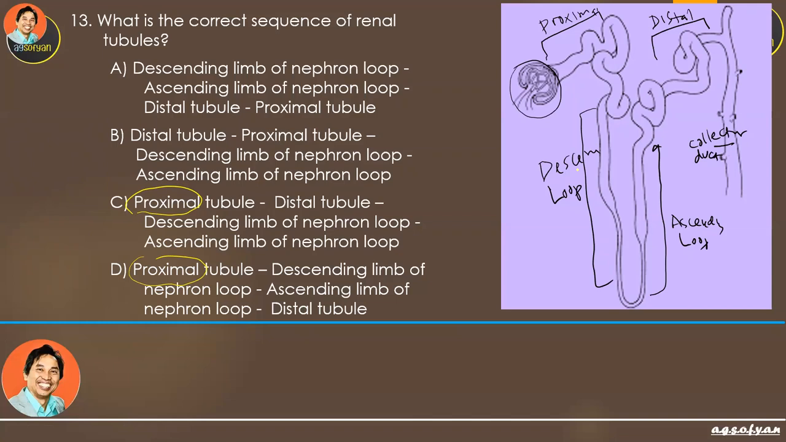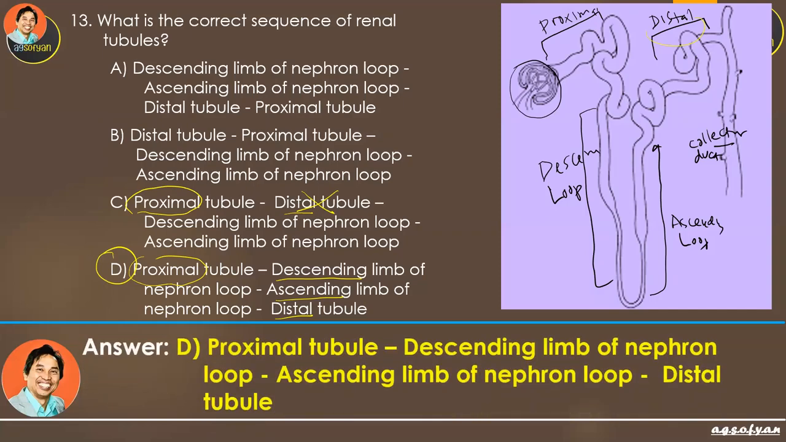What's the next one? Descending loop. Look for distal. So this is wrong. Okay? Distal is the last one here. So it's going to be descending and then ascending, and then finally distal. So this one should be the correct answer.